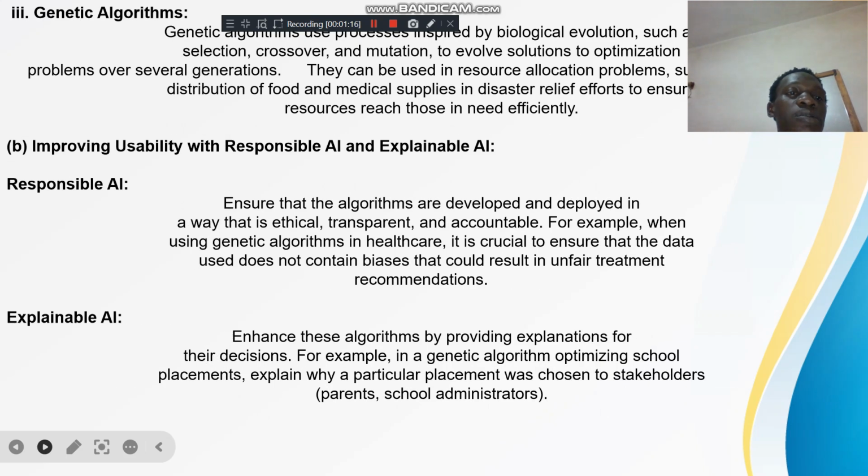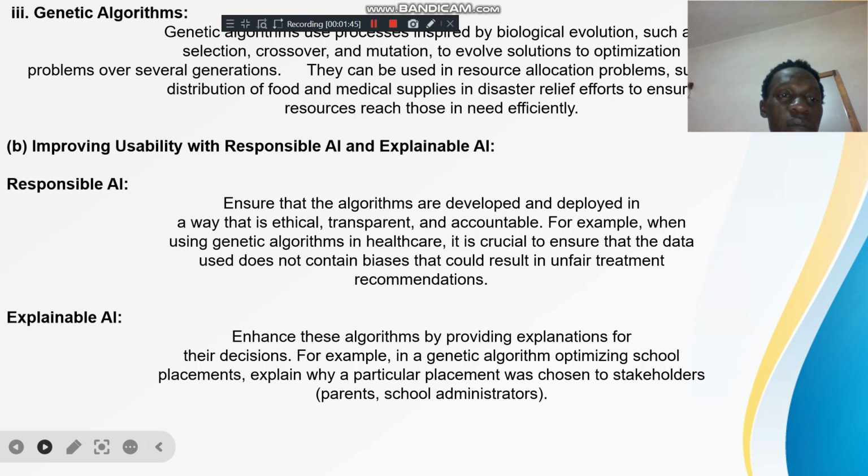Genetic algorithms. Genetic algorithms use processes inspired by biological evolution such as selection, crossover, and mutation to evolve solutions to optimization problems over several generations. They can be used in resource allocation problems such as optimizing the distribution of food and medical supplies in disaster relief efforts to ensure resources reach those in need.